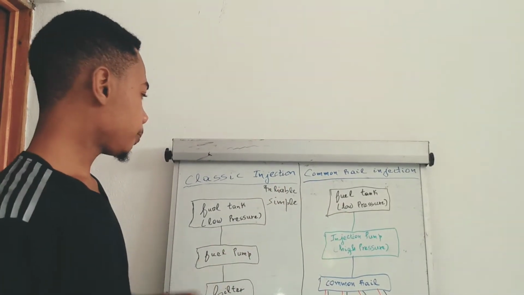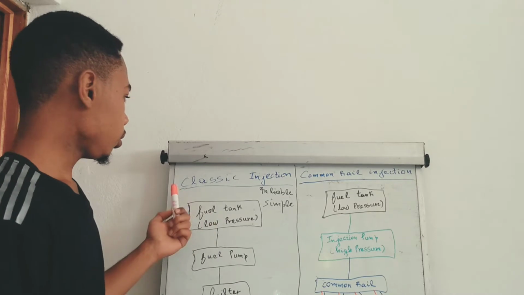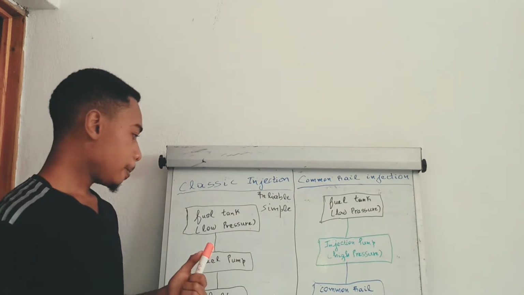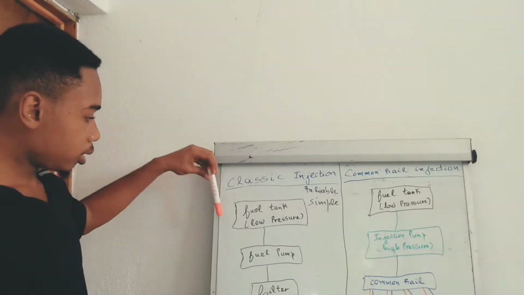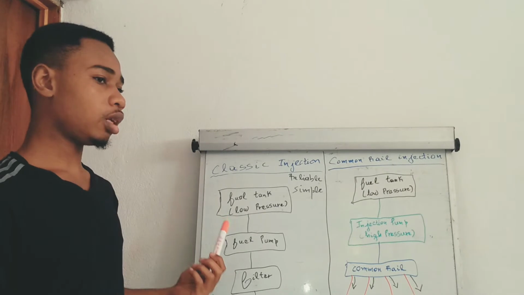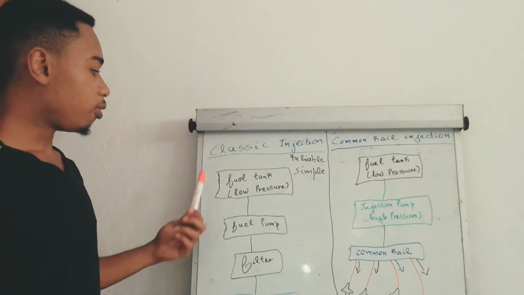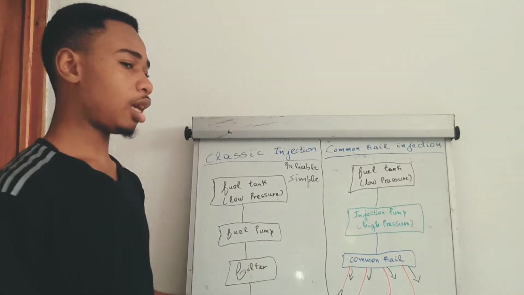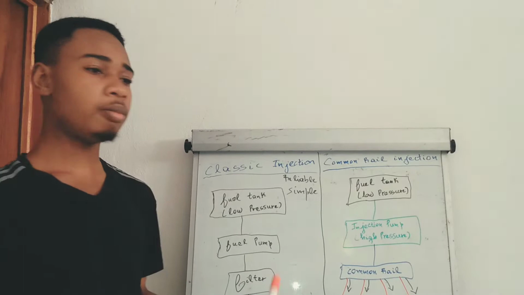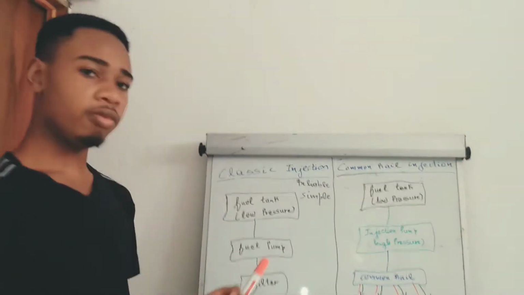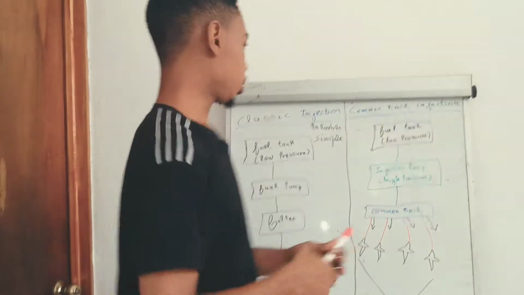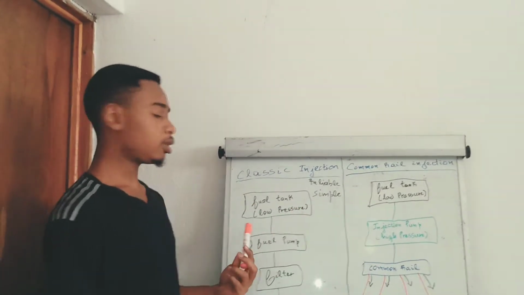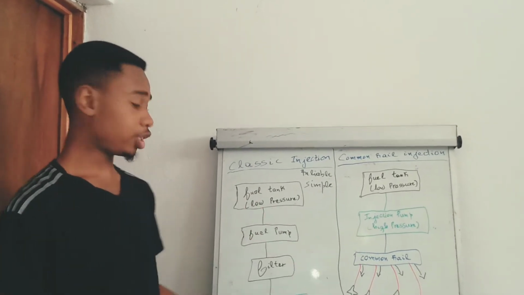and so forth. Okay? So, how does classic injection work actually? These are some of the components of the fuel system. There are other components as well, but those are the main components of the fuel system. Okay, we have the fuel tank. Now, the fuel tank is the place where the fuel is stored at low pressure.